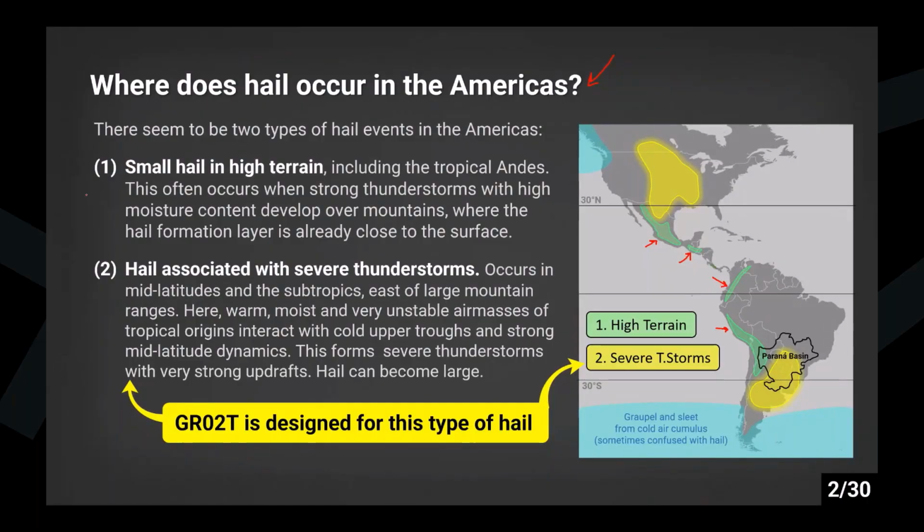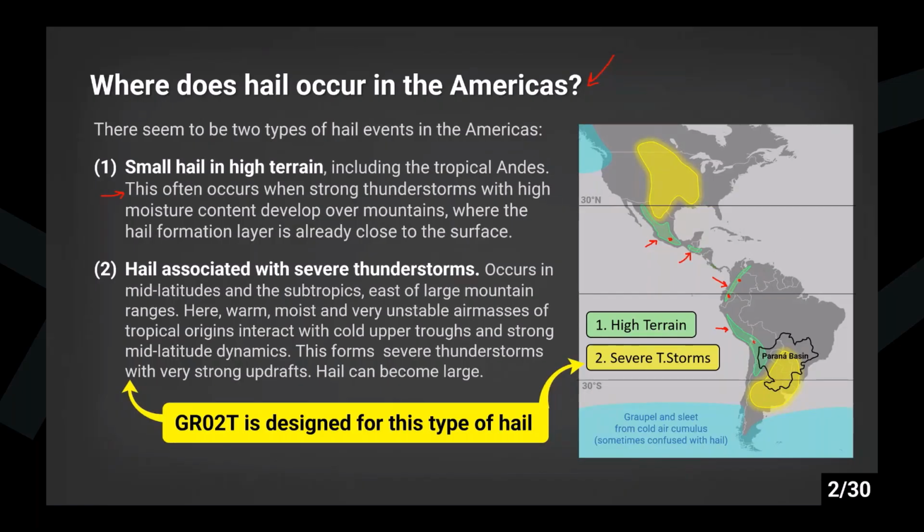Of course, you need strong thunderstorms for this, right? If you have just a cumulus cloud, it won't necessarily form hail. But if you have a strong thunderstorm with a strong updraft, it will be very easy for it to generate small hail. And actually, small hail can be a problem, especially in big populated areas like Mexico City, which is here, Bogota, Colombia, which is here, Quito, Ecuador, and La Paz, Bolivia, for example.